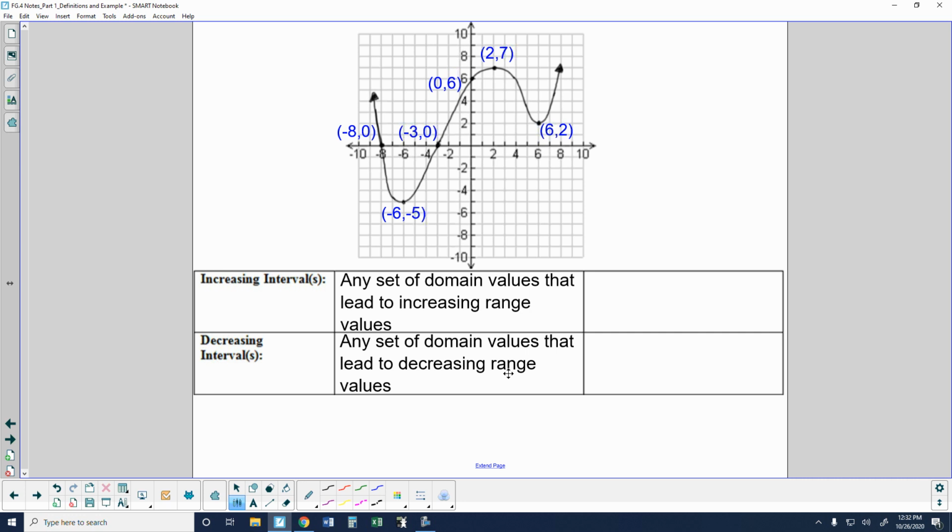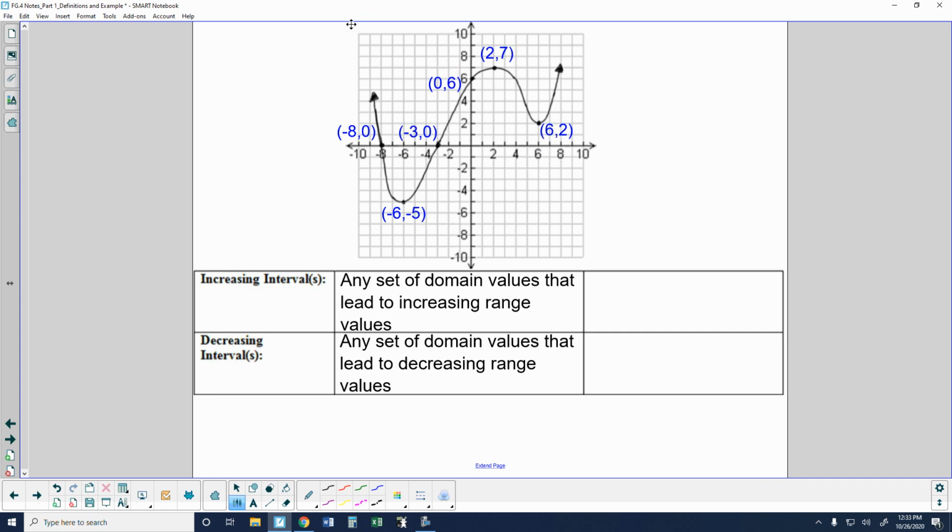So the focus here is we're moving left to right. If I trace this graph as I move left to right, am I going up or am I going down? Now, let's notice there are some points labeled here. These points where they turn around, like this point right here at (-6, -5), are neither increasing nor decreasing. So that's going to be the stopping point for our interval. Let's go through this graph left to right and identify increasing and decreasing intervals.